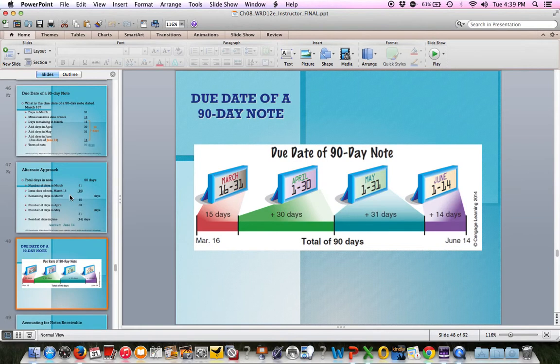Okay, so the due date of a 90-day note, basically you can see we've got 15 days in March, 30 days all of April, 31 days in May, all of May, and then 14 days in June.